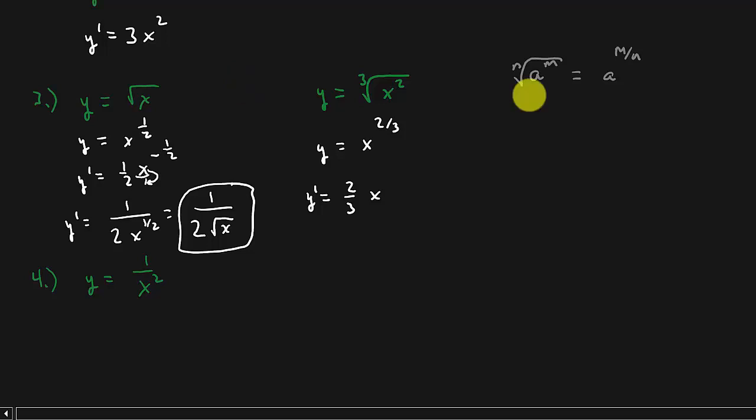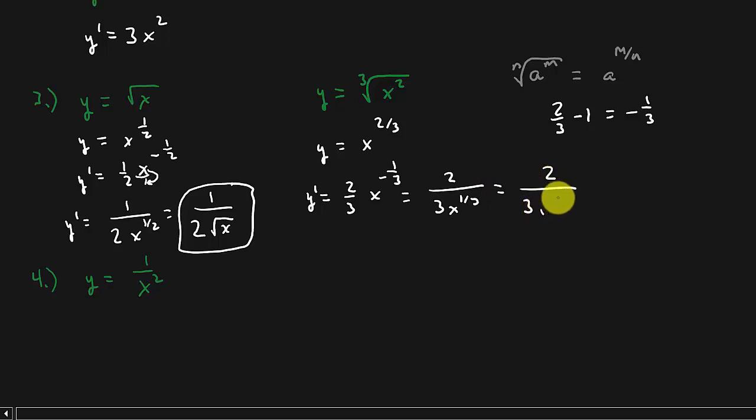So we have, what is that? That's 2/3 minus 1 is what? Negative 1/3. So that's negative 1/3, which is 2 over 3x to the 1/3. And you could leave it like that, or you could go on and write it as 2 over 3 times the cube root of x. Okay, and there's your answer.